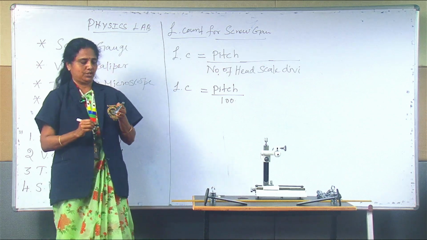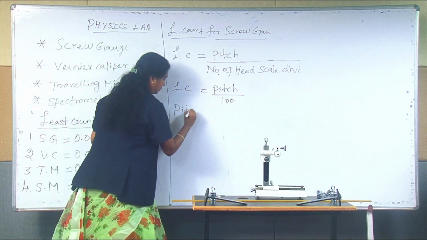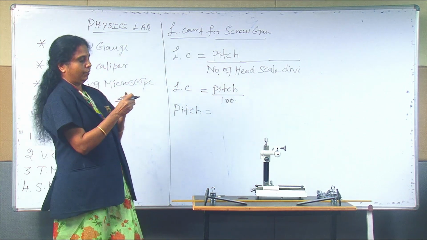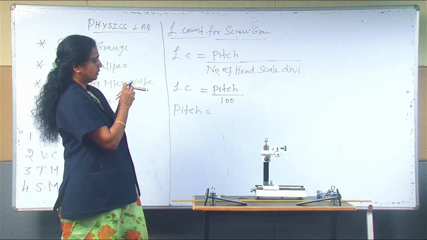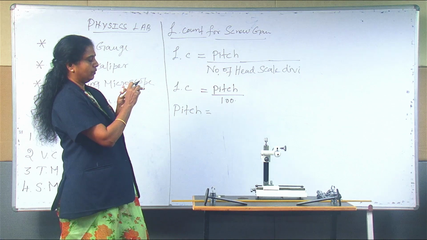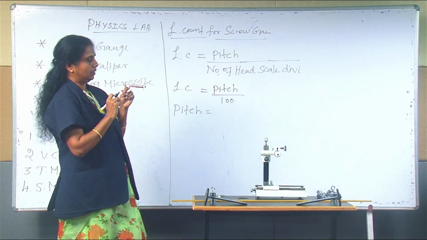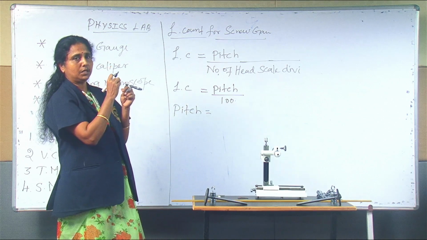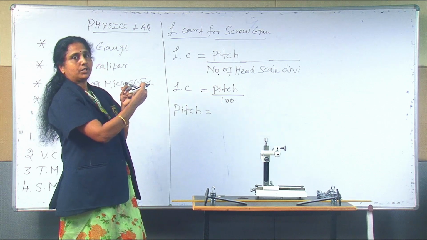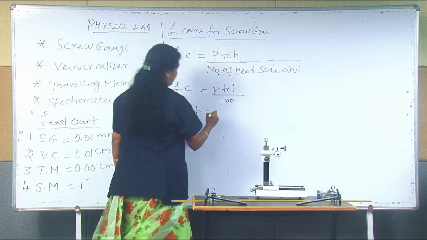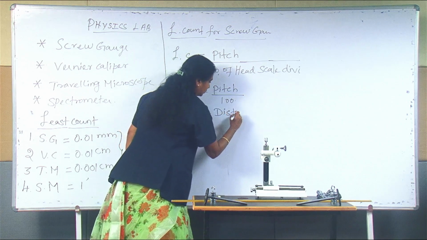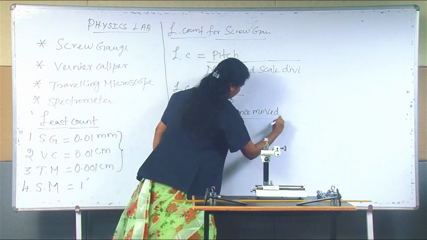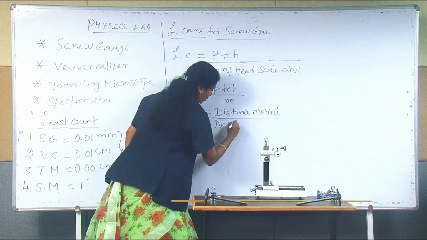So if you don't know what pitch is, pitch is nothing but, suppose the readings are 1, 2, 3, 4, 5, some 20 to 25 mm. In the pitch scale each line is 1 mm. Suppose if I want to move 1 mm in the pitch scale, I have to give one complete rotation of the head scale. So pitch is nothing but the distance moved by the number of rotations given.